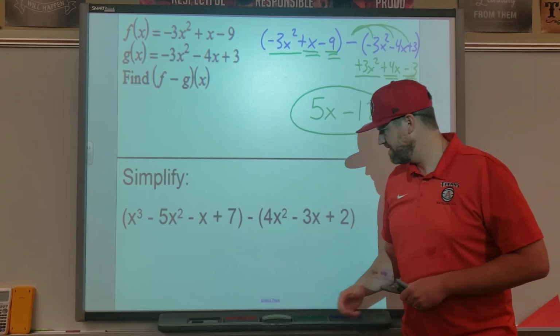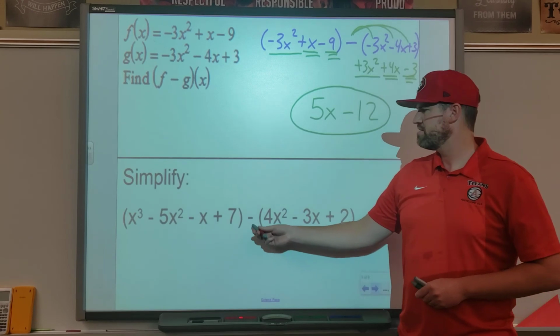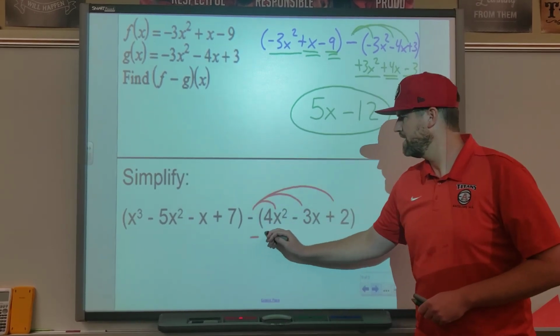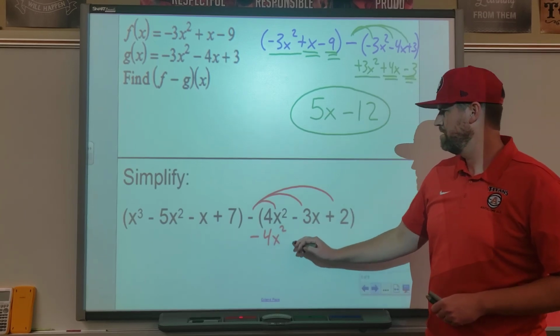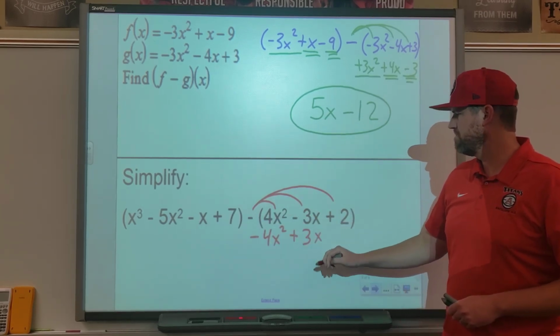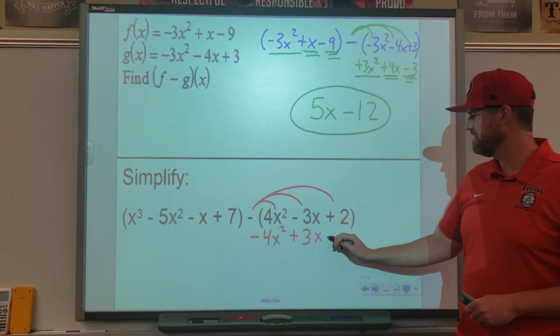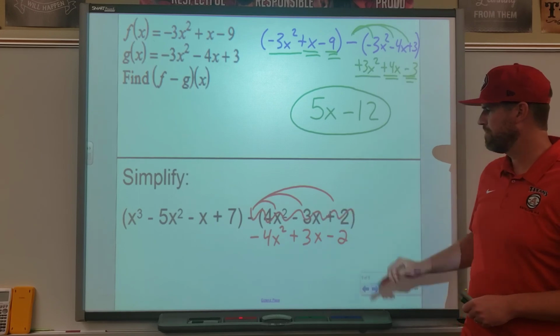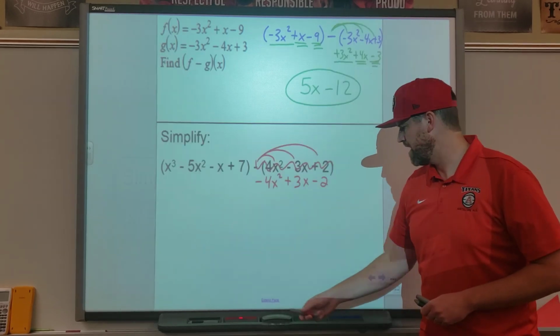All right, finally, this last one. Again, I notice subtraction, so I'm going to distribute my negative, which gives me negative 4x squared. Negative times negative is positive 3x, and negative times positive is negative 2. All right, so I'm done with those, and now I can combine like terms.